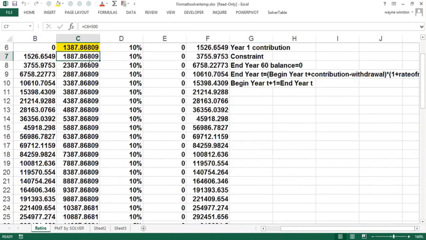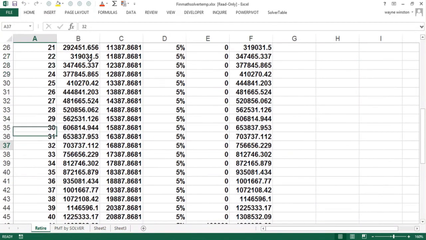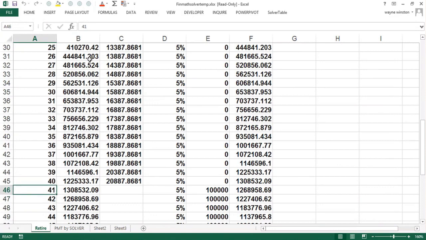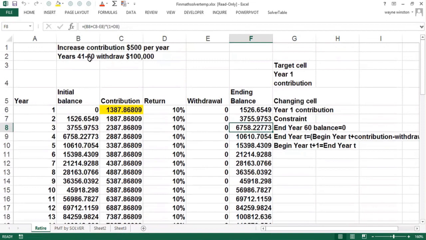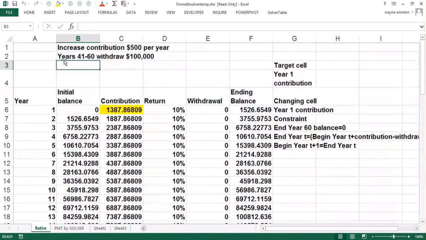You put $1,388 in the first year, add 500 every year till the 40th year, and then you just start taking the money out. Okay, but you take out 100,000, you'd go here from, let's say, 1,300,000 down to 1,200,000, then you'd earn 5% on it. So I'm assuming at the beginning of the year. I think we have that right. Beginning of the year. I should have made that clear.